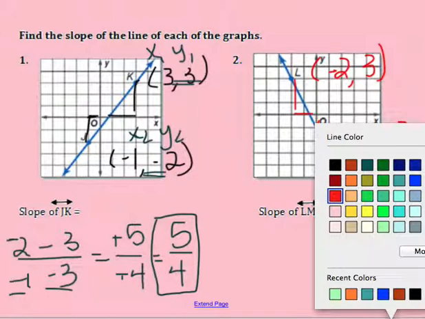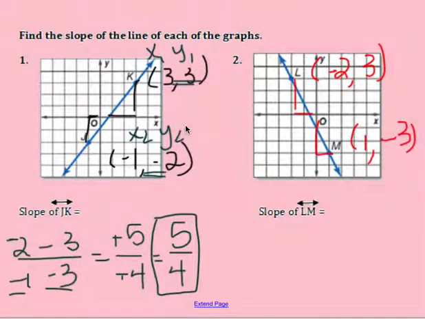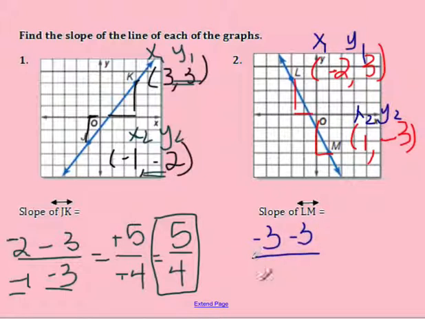So next what I'm going to do is I'm going to go ahead and label my points x, y. So I have x1, y1, x2, y2. So now I'm going to do y2 minus y1 divided by x2 minus x1. Now remember, when you subtract a negative, it's going to become plus a positive.